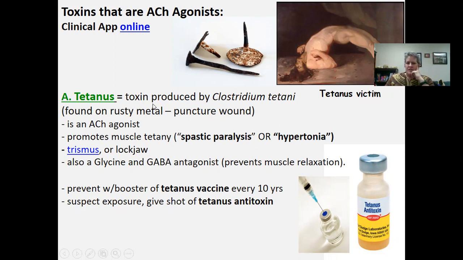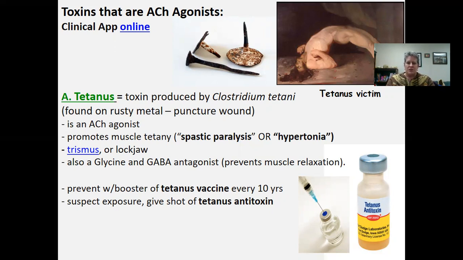Now, tetanus toxin is not only an acetylcholine agonist, but it also blocks glycine and GABA. Well, if you remember me mentioning that GABA is supposed to have your skeletal muscles relax, this tetanus toxin is hitting your skeletal muscles from all fronts. It's increasing acetylcholine and it's preventing GABA from letting your muscles relax. So you're supposed to be vaccinated for tetanus every 10 years. And if you get a puncture wound, they might boost you with a vaccine.